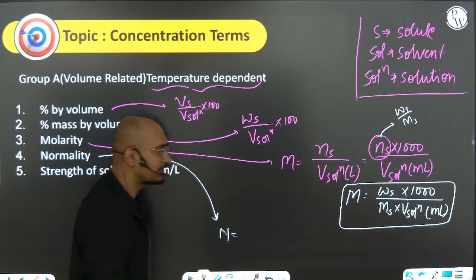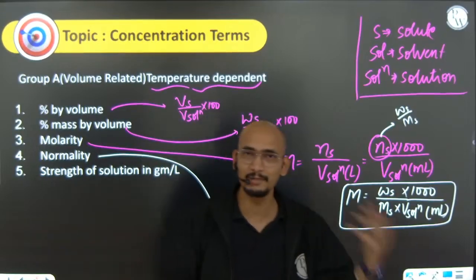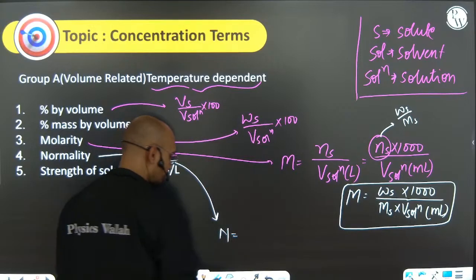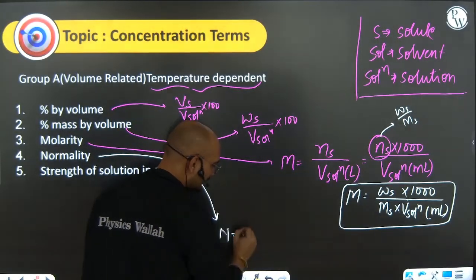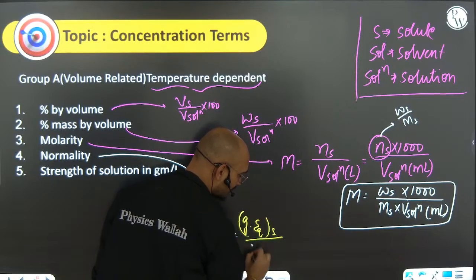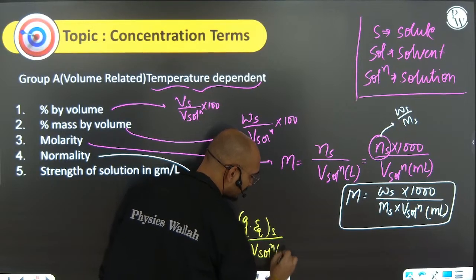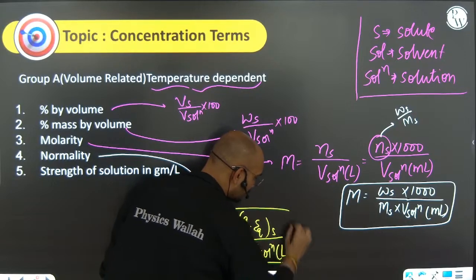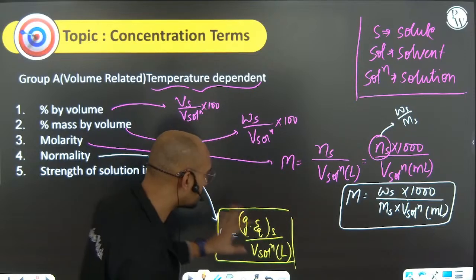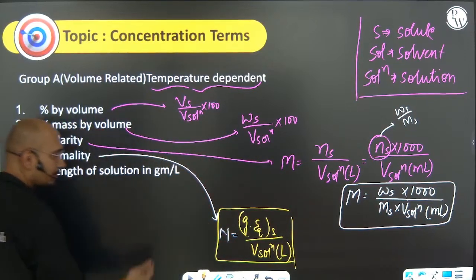Normality is nothing but the number of gram equivalents of the solute present per unit volume, or per liter, of the solution. What we can say: gram equivalents of solute divided by volume of solution in liter. Now, because normality in this whole topic is not going to be so important, that's why I'm not taking much out of it.